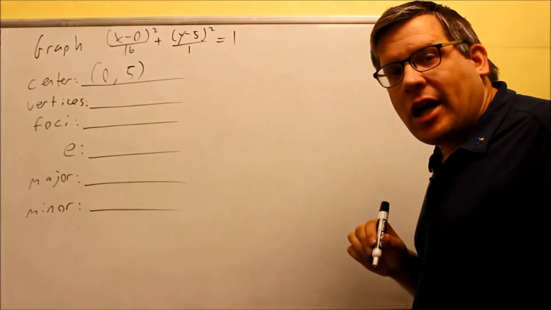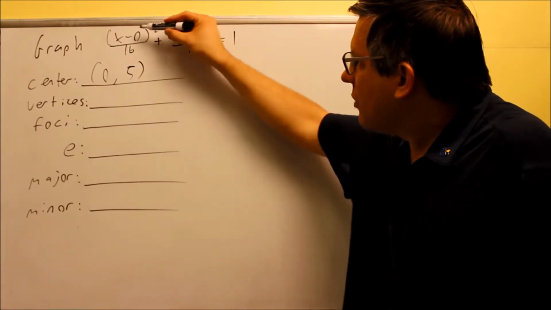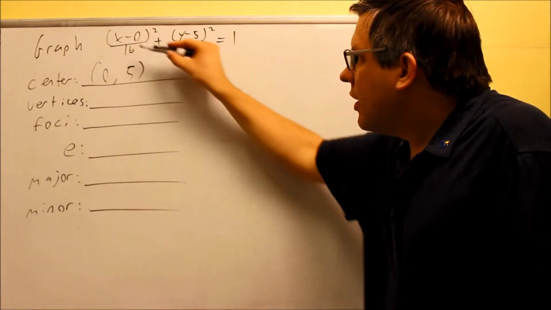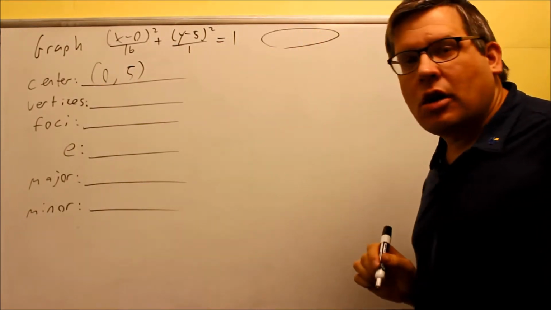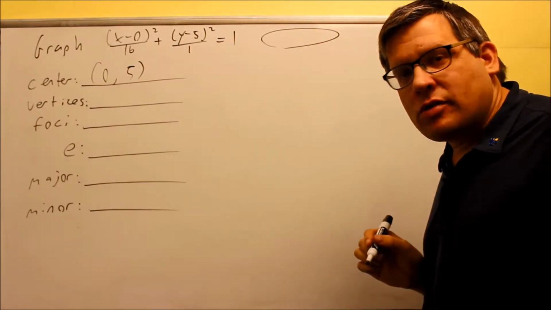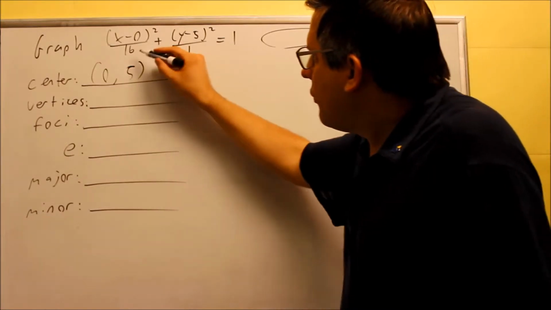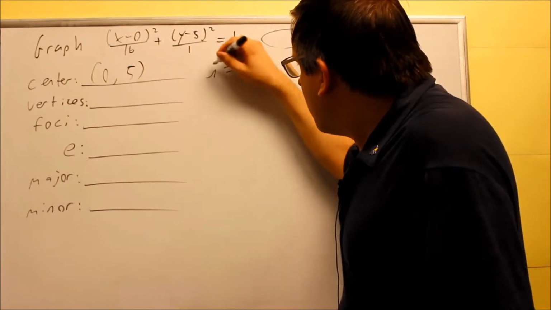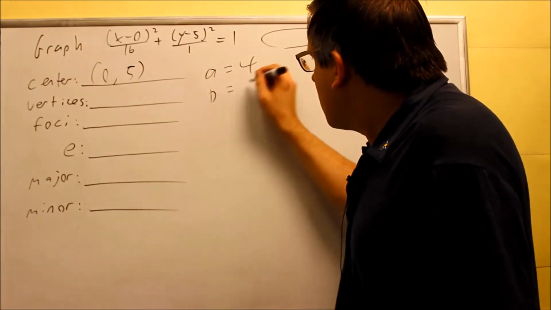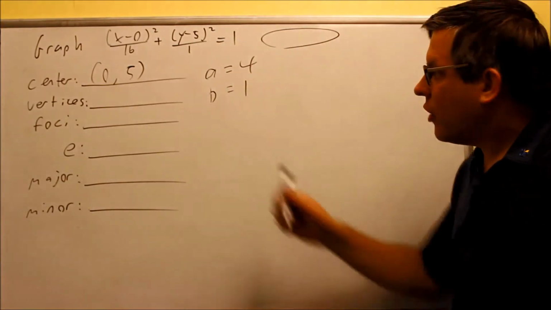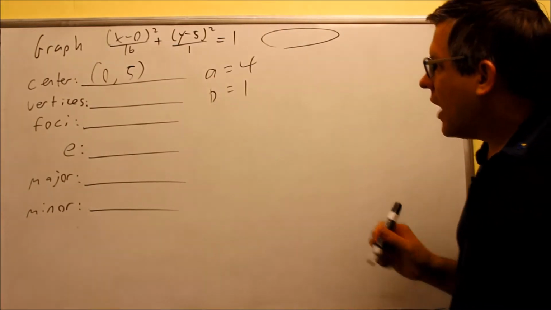So now we have that. We want to find our a, b, and c values. What we notice about this is the larger number is underneath the x term. That tells us that this is going to be an ellipse that's opening up sideways. Alright, so now the a value is always the square root of the larger number. So the square root of 16 is going to be 4. Square root of 1 is 1. That would be the smaller number there. So I have a and b.